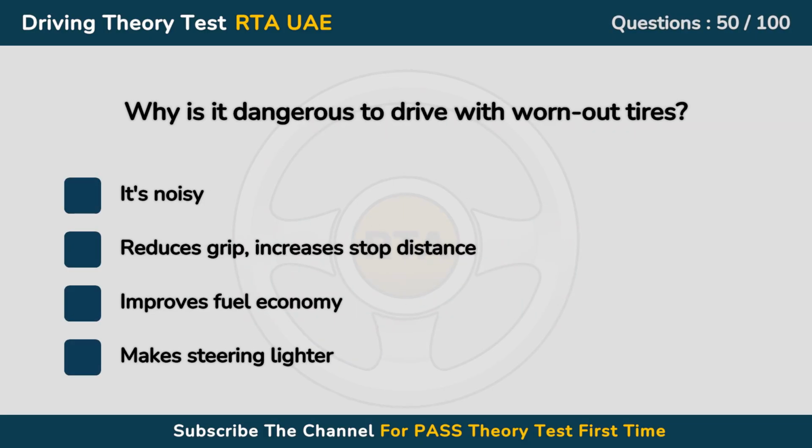Question 50. Why is it dangerous to drive with tires? A. It's noisy. B. Grip increases stop distance. C. Improves fuel economy. D. Steering lighter.